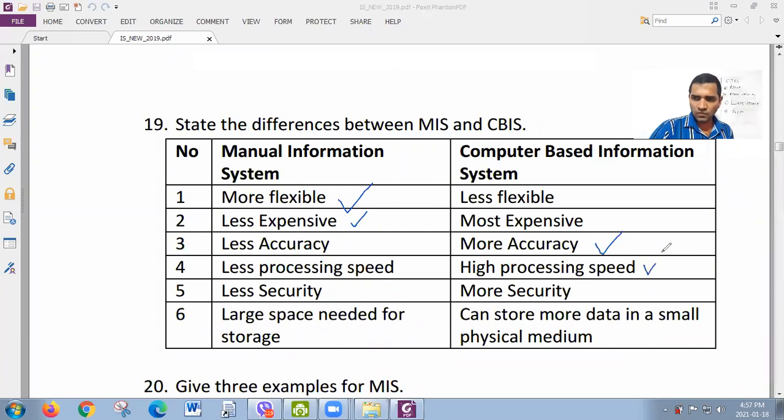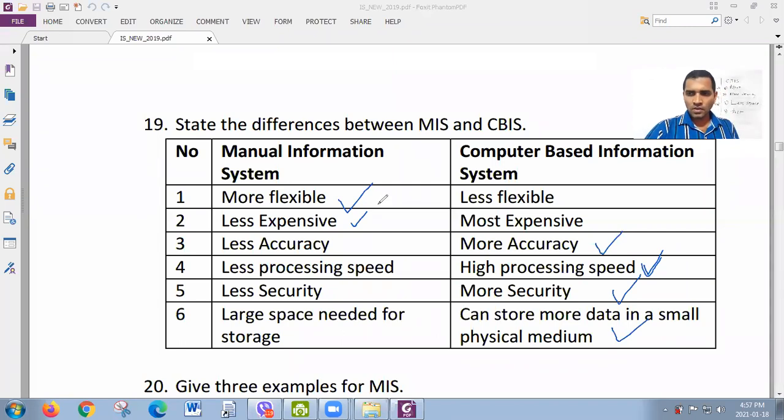Look at number 4, less processing speed, which means slow. But computer-based information system is fast. Again, we don't want a system which has less speed, right? So we want high-speed systems. So there also CBIS dominates. Less security, more security. Definitely we want more security. Large space needed for storage, or less space needed. Which one do you like? Less space.